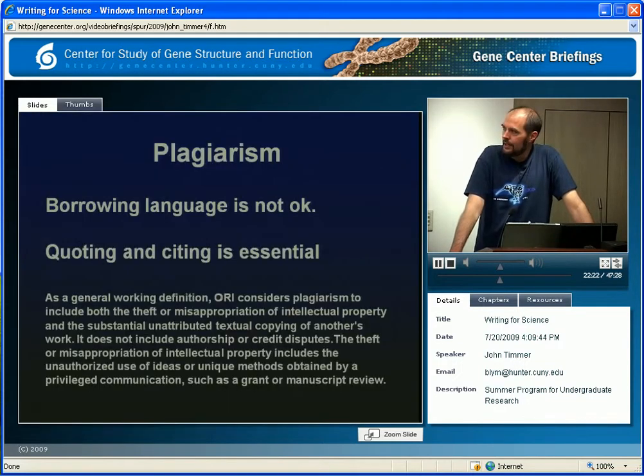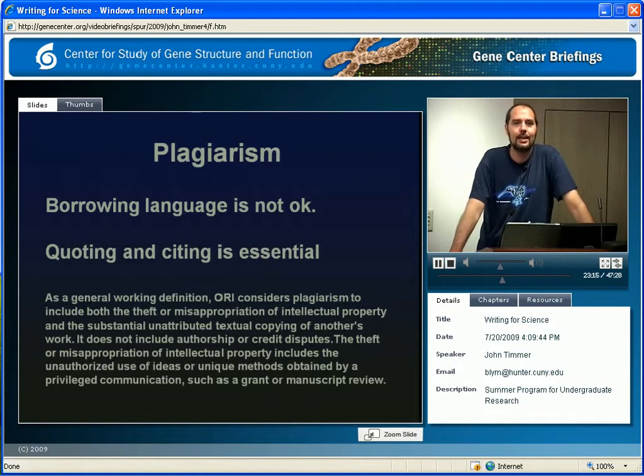All right, ORI is the Office of Research Integrity. We'll get back to them later, but they're sort of the police of scientific ethics, and they consider plagiarism much more broadly than the typical definition you get from writing. It's both unattributed textual copying, which is the standard definition, and misappropriation of intellectual property. So that's defined below: theft or misappropriation of intellectual property, and unauthorized use of ideas or methods obtained by a privileged communication such as a grant or manuscript review.